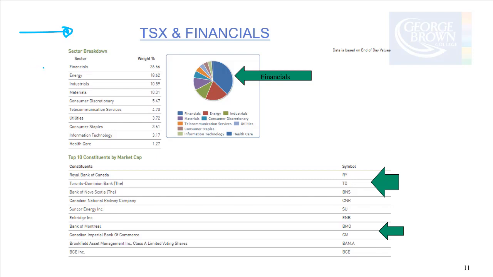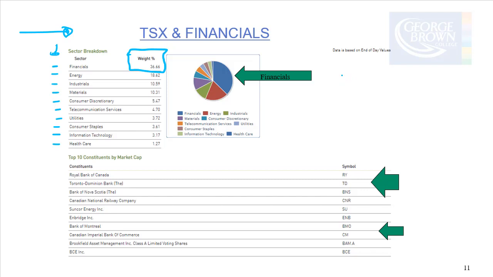And the first thing to note is that the stock exchanges around the world are categorized into a number of different sectors. So we can see the Toronto Stock Exchange has 10 sectors: financials, energy, industrials, materials, consumer discretionary, telecommunication services, utilities, consumer staples, information technology, and healthcare. And the reason why I think this is fairly important is you can see that the financial sector has the greatest weighting on the Toronto Stock Exchange, over 36, close to 37%.